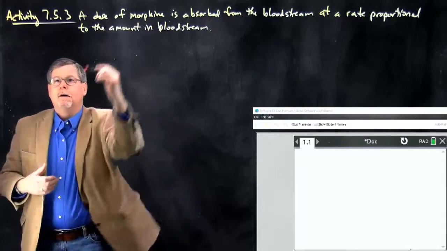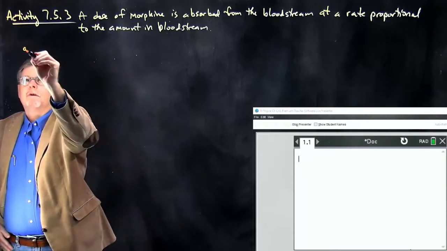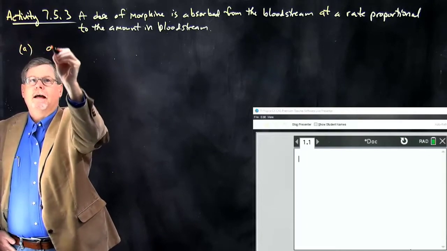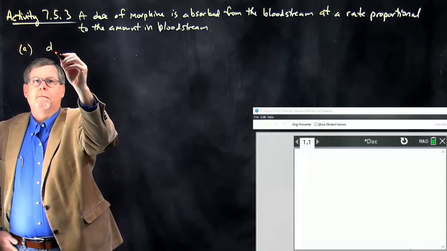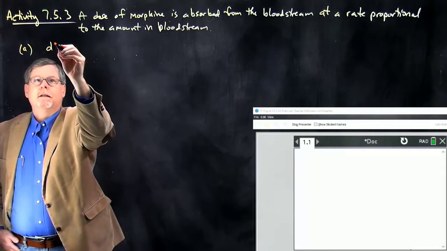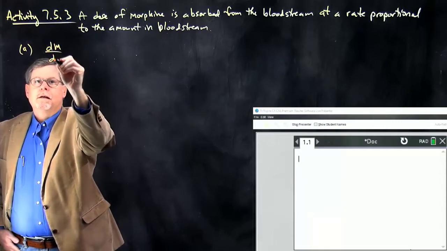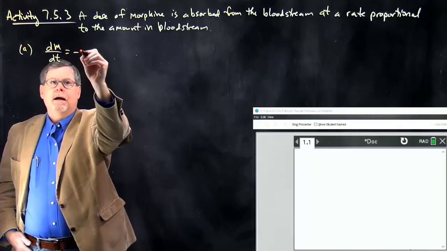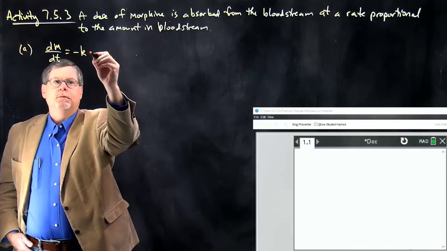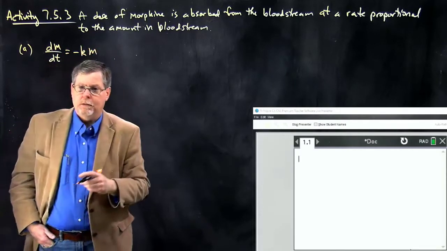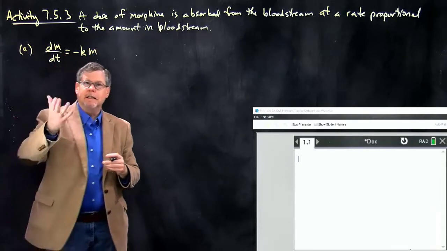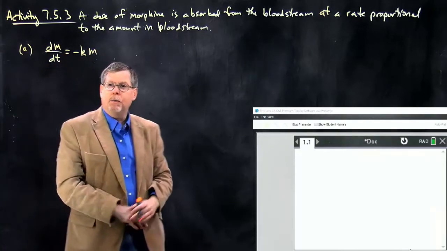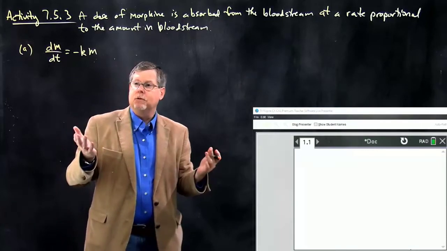So if I call my morphine M, the amount currently in the bloodstream, I'm going to say dM/dt is going to be minus K times whatever the amount is in the bloodstream. Okay, so this is our differential equation. We've seen this one before. It's really an exponential decay model.